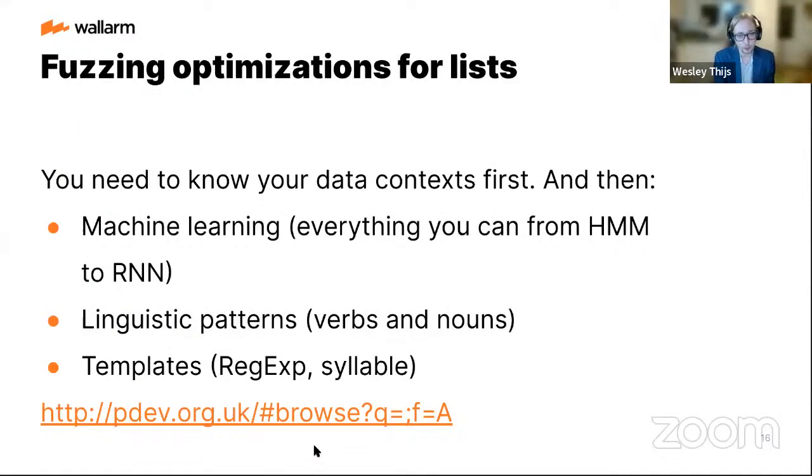Now, fuzzing optimizations for lists that we can apply is, for example, we need to know the context first when we're fuzzing with certain lists. And to know that context, we can apply machine learning. Everything from HMM to RNN is possible. We can also try to apply linguistics patterns for verbs and nouns. And we can try to apply templates as well. Now, we've included a link in here. If you want, feel free to look into that some more.